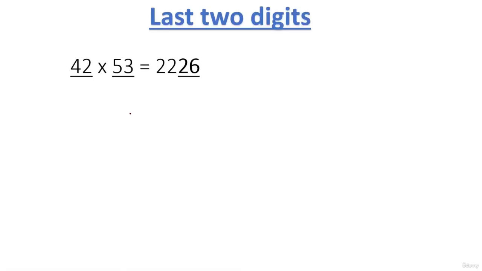We'll observe that 42 into 53, which we saw earlier, the product is 2226. You can just verify it by multiplying. Same way, 142 into 253. Okay, I have just added a hundreds place in both.